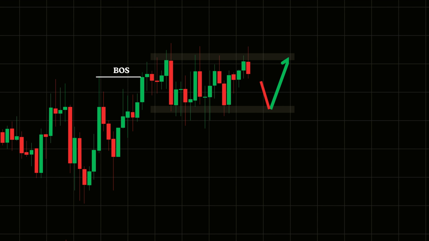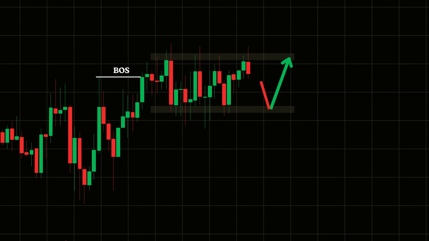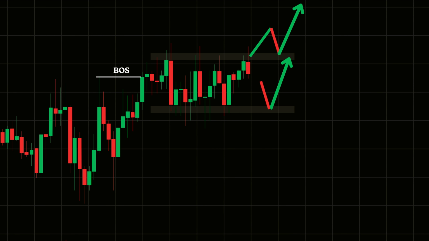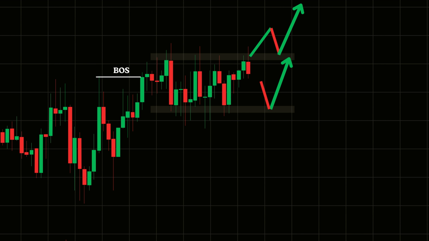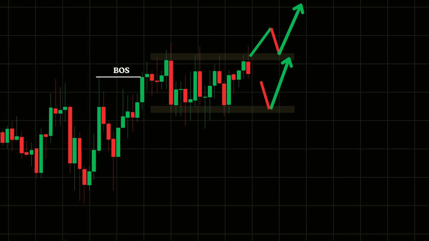The first approach is to wait for a pullback to the support zone, enter a buy trade, and target the resistance level. Alternatively, we could wait for a breakout above the resistance, then anticipate a retracement back to the former resistance, now turned support, and go long again.